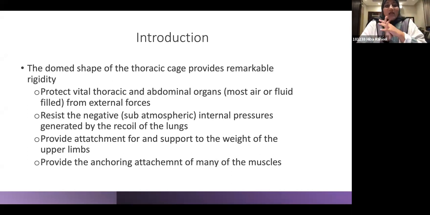You guys have done MSK. Tell me a few muscles in the thorax that attach to the chest wall or the rib cage. You can say it in the chat or you can unmute. Honestly, I don't mind. Very good. Serratus anterior is one. What else? Very good. Pectoralis major. What else? Good. Pectoralis major and minor. So these are just a few muscles that do attach to the chest wall or the thorax.